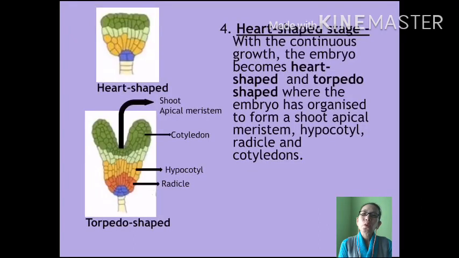Now, with the continuous growth, the embryo then enters into the next stage, which is called the heart-shaped and torpedo-shaped stage. So, in this stage, the embryo has formed the 2 cotyledons along with the shoot apical meristem, hypocotyl and radicle. And all these structures, including the 2 cotyledons, are going to be organized in such a way that it gives a kind of a heart shape or a torpedo shape to the embryo.